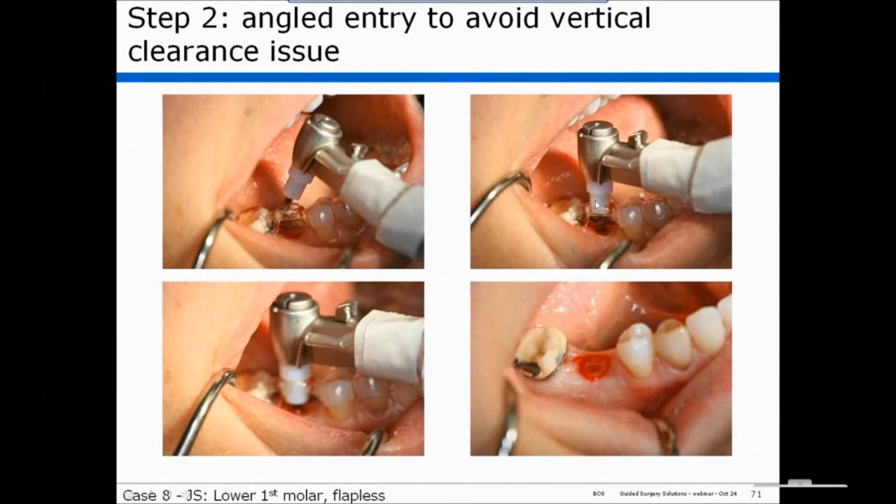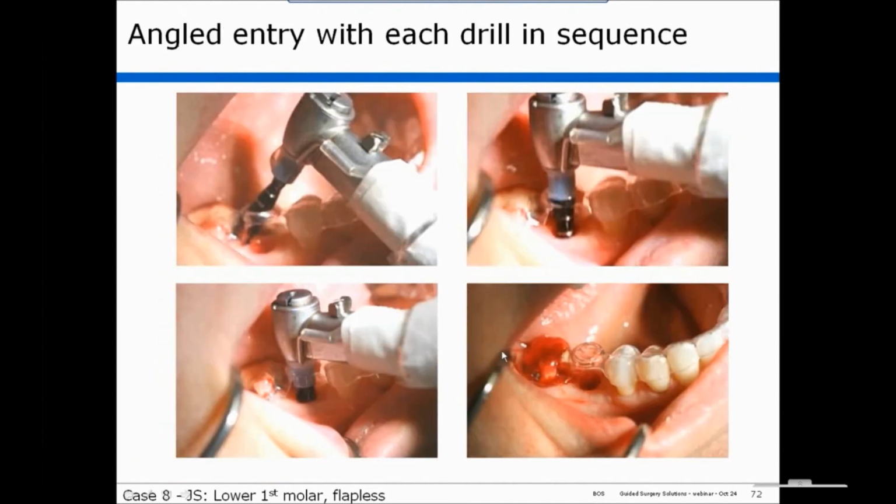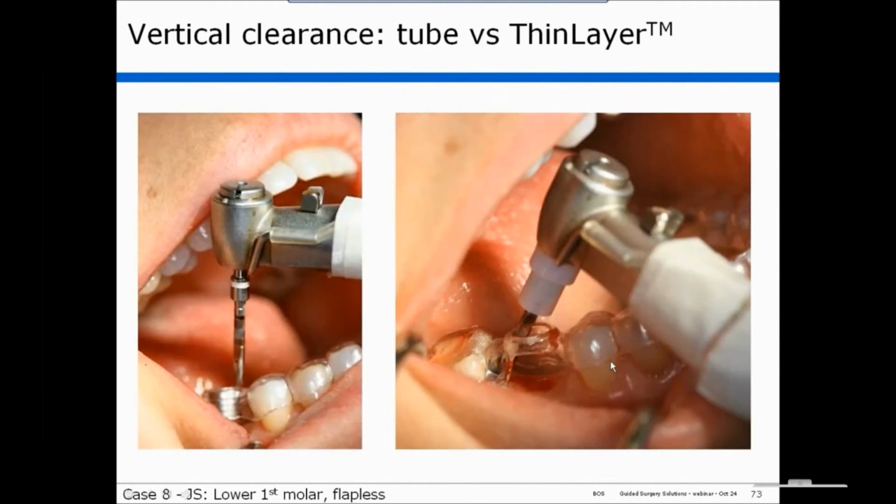Stand the drill up, go to depth. It was a flapless case, so we used a punch. Again, with each sequential drill, we did the same thing. Angled entry, stand it up, drop into depth, and you can see here the finished osteotomy with the guide hole from the thin layer guide.